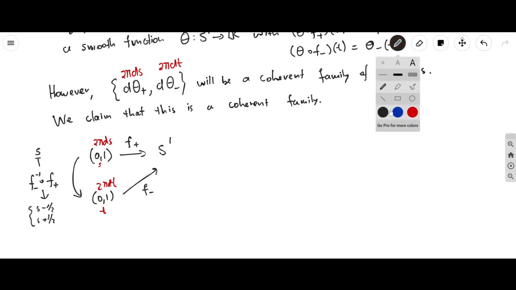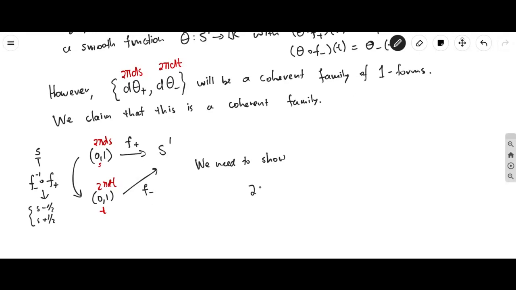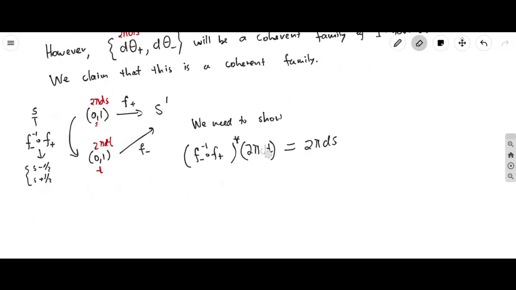So we need to show that if you take this form, 2 pi dt, and you apply to it the pullback operation, the change of coordinates, it transforms this one to the other one. So is this true? The simple way, the way you transform forms, the pullback operation, is basically substitution. So the pullback of a form is substitution.